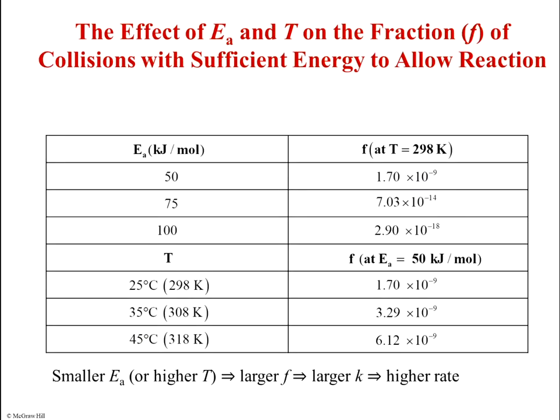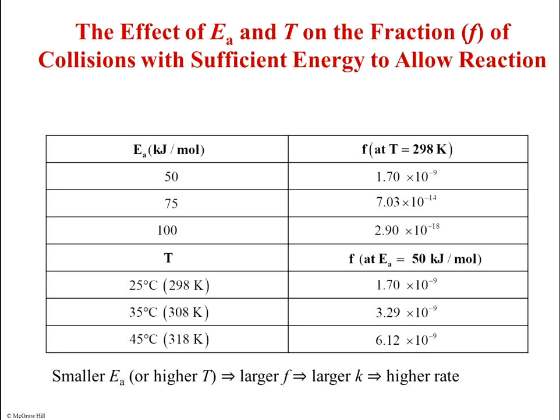So here in this table, we're looking at two different things. We're looking at the effect of activation energy E sub A on the fraction of collisions that are effective, and also the temperature and its effect on the fraction of collisions that are effective. So first, the upper three rows show constant temperature 298 Kelvin, and we see three different activation energies, 50, 75, and 100 kilojoules per mole. So these are very high activation energies. And in this case, the fraction of collisions at 298 Kelvin is actually quite low.